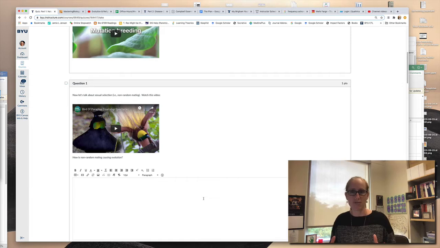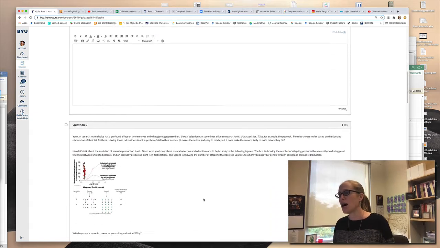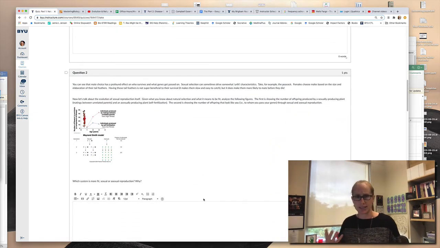And really remember, fitness is all about the number of offspring you have, not about how long your life is. So sometimes sexual selection can drive these really bizarre characteristics that don't seem to be very fit, but they are in terms of reproducing before you die. And then it talked about the evolution of sex itself. You can see in different environments, sexual and asexual reproduction can be beneficial, right?